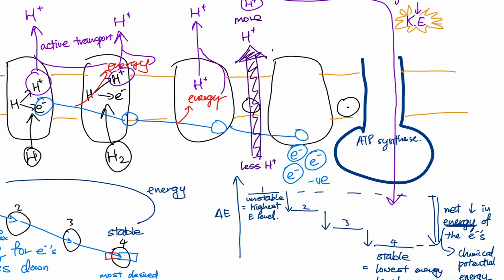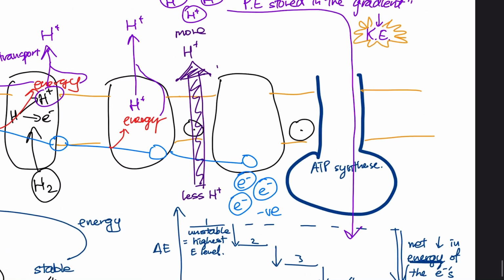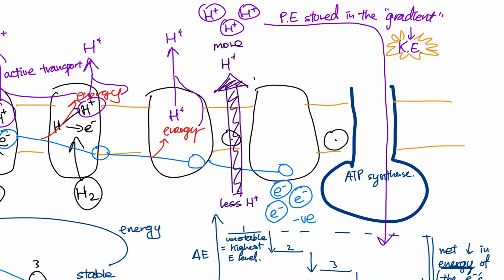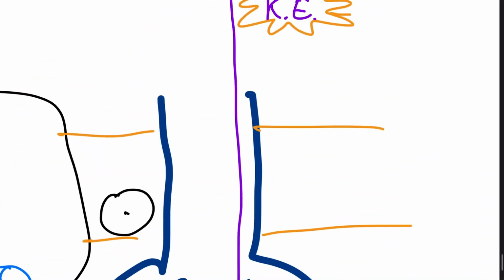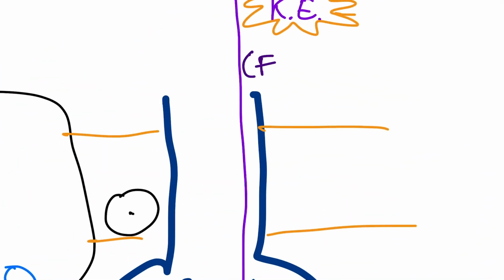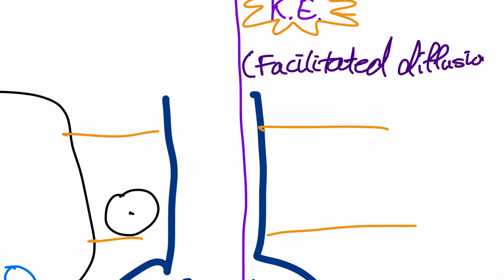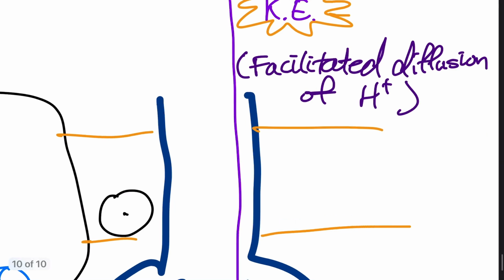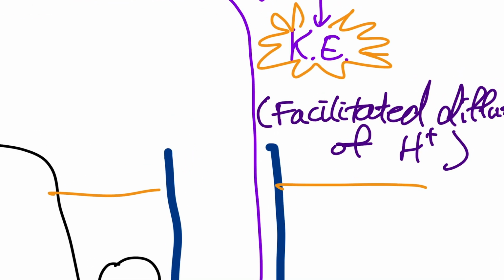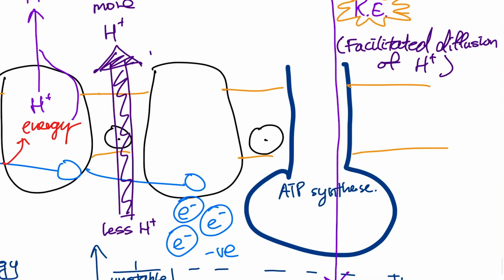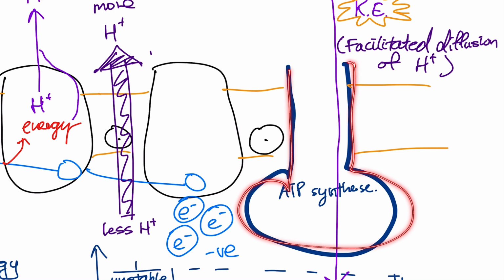Okay, since the hydrogen ions are moving through a protein, this is called facilitated diffusion. I'm just going to write it down: facilitated diffusion of hydrogen ion. And I talked about the KE being produced in this moving down. Well, this kinetic energy will actually be supplied for the rotation of the ATP synthase enzyme, like a motor, like a fan spinning.